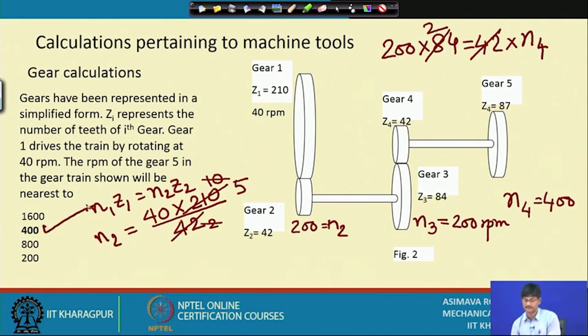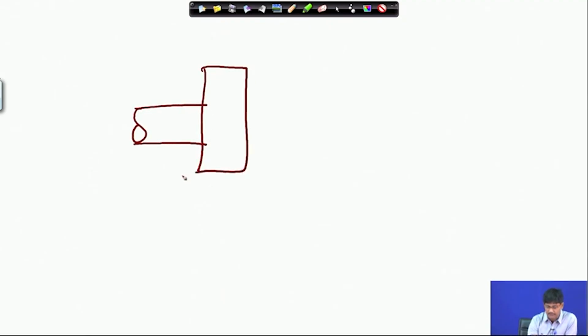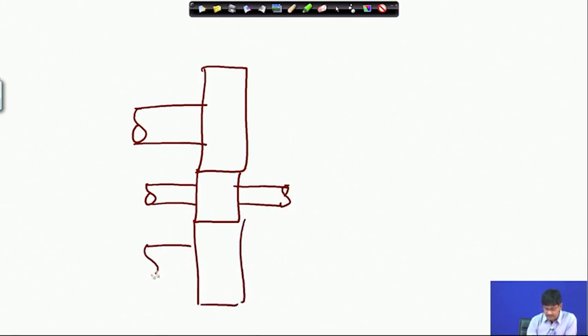This one is correct. Okay. You might say, what about Z4? Didn't it have some role in the deciding of the RPM? No, it is rotating in air, not in connection with anyone. So, it has absolutely no role here. Achha, okay. So, just one thing I would like to mention here before we move on to the next subject. If you have a shaft in which you have a gear and you have another gear, another shaft, and you have yet another gear, another shaft.